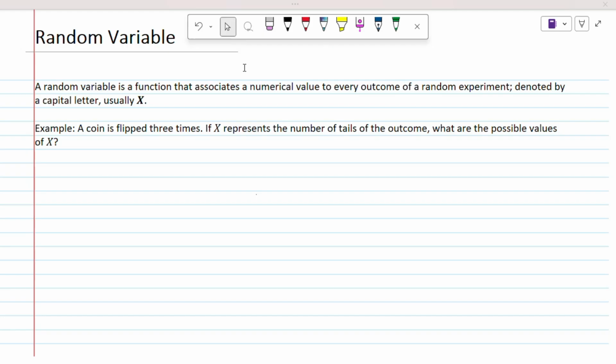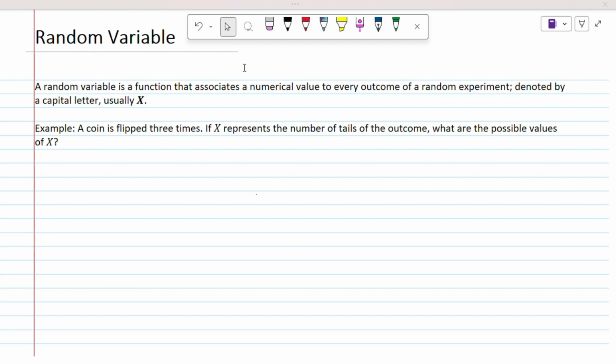Alright, so what is a random variable? A random variable is a function that associates a numerical value to every outcome of a random experiment, denoted by a capital letter, usually X. For example, we have the random experiment. Now, to identify the random variable, first we are going to determine the sample space, or the possible outcomes of our random experiment. So again, to identify a numerical value for our random variable X, we must determine all of the possible outcomes of our random experiment.